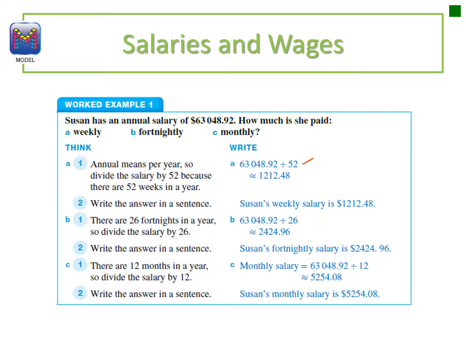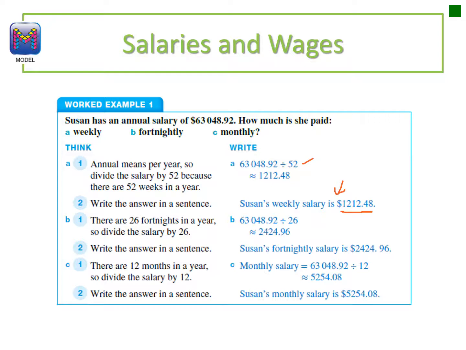That number divided by 52 means she gets this many dollars per week, $1,212.48. Notice we are talking about an amount of money. You need the dollar sign.